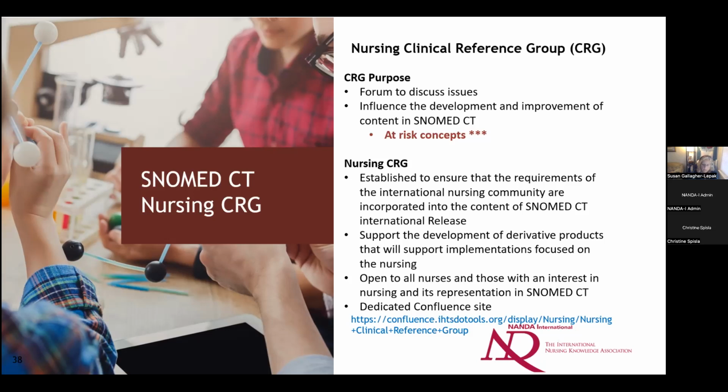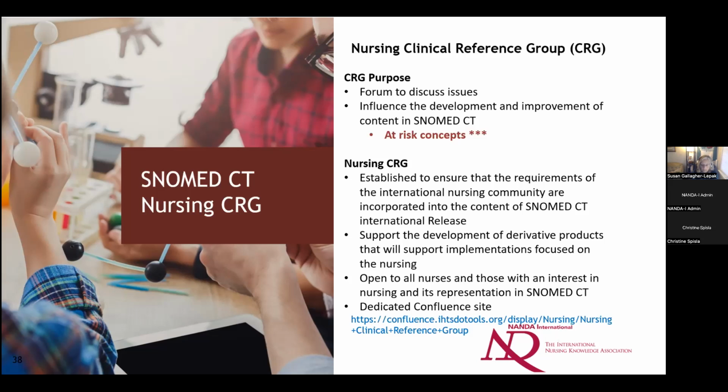Within SNOMED CT, there is a lot of community involvement where you can get involved, not only here in NANDA-I, but also in SNOMED as well. There is something called the Nursing Clinical Reference Group. There are clinical reference groups for a number of healthcare specialties, different medical specialties, also allied health specialties, including behavioral health and nutrition support as well. The nursing clinical reference group started back up again about 2 years ago. We are a forum to bring issues to light.